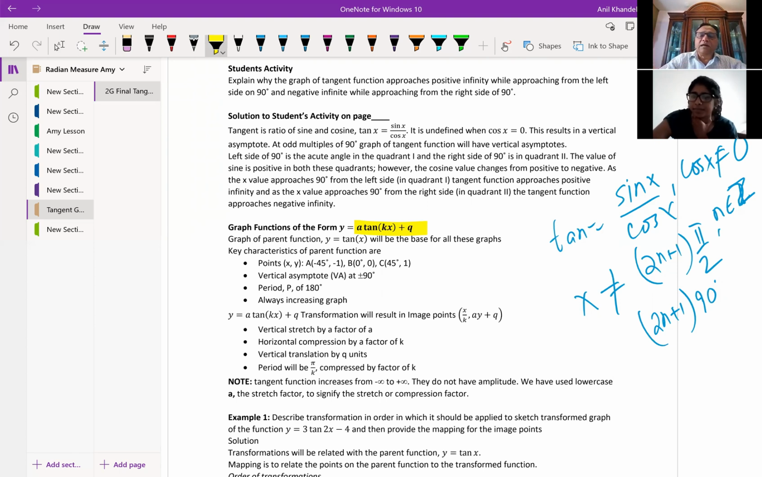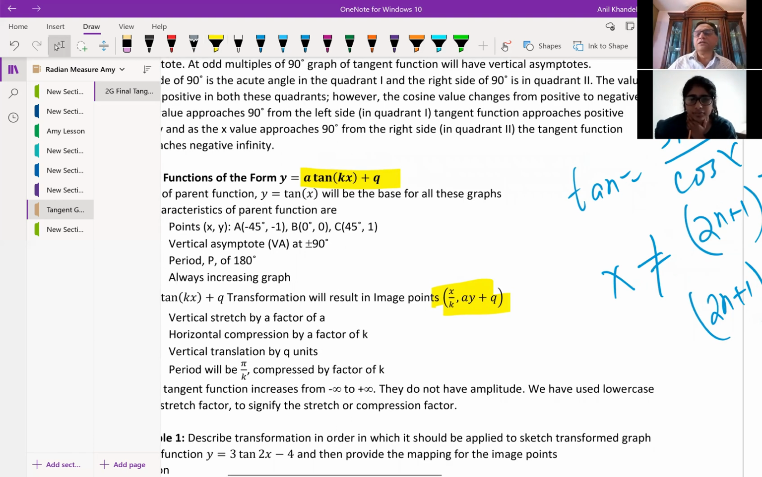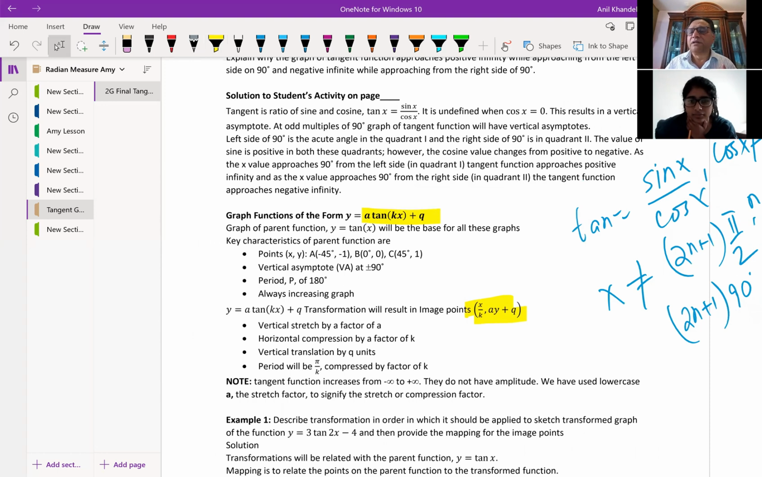Clear? So if that is the function, then the image point will be what? The image point will be x divided by k. The values of x will get divided by k. We're not looking into phase shift now. We'll look into it after 5 minutes. And the value of a will be multiplied by y plus the vertical translation up and down, which will give us the final image point for y. Is that clear to you? Perfect. And the other critical thing for the tan graph is the vertical asymptotes. Since we are not changing the phase shift, we are only changing the period. Therefore, now, depending on the value of x, do you see this value of x?